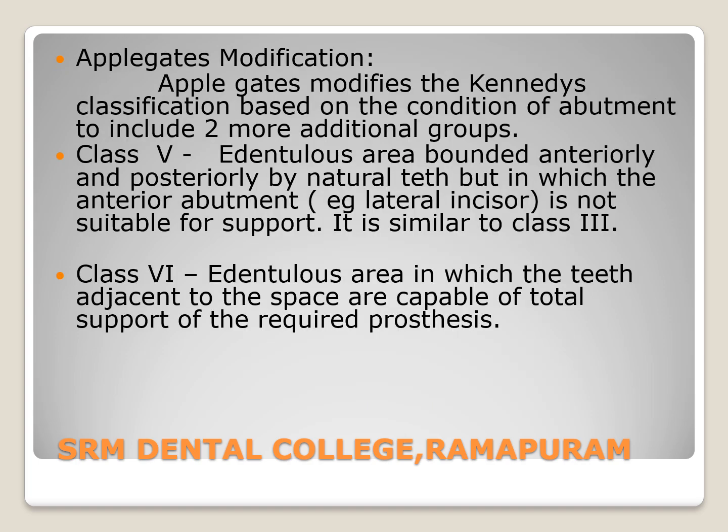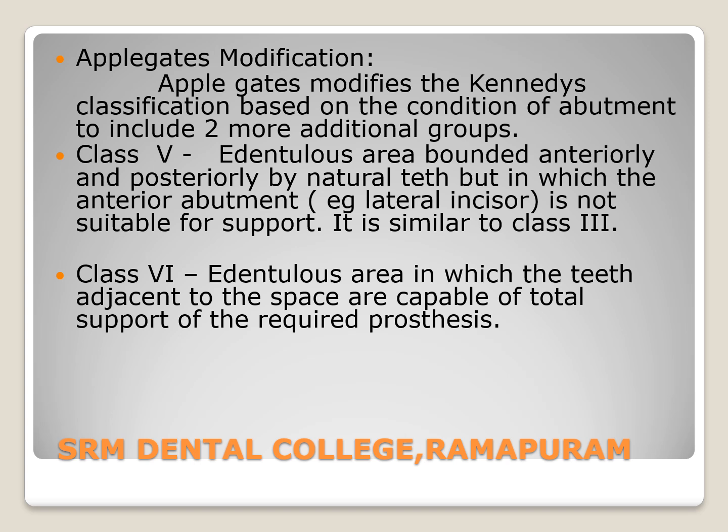Next, Applegate modified the Kennedy classification based on the condition of the abutment to include 2 more classifications: class 5 and class 6. Class 5 states that the edentulous area is bounded anteriorly and posteriorly by natural teeth, but in which the anterior abutment, that's the lateral incisor, is not suitable for support. Class 6 says that the edentulous area in which the teeth adjacent to the space are capable of total support of the removable partial denture. That is Kennedy class 6.